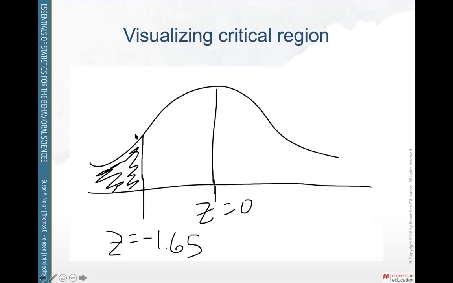Z-score of negative 1.65 right here. This is the critical boundary. The critical region is everything over here. Z equals 0 marks the population mean of 247.